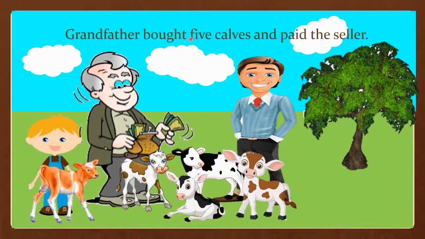Grandfather bought 5 calves and paid the seller. Now he opened his purse in which he had money. So he gave money to the seller, who was selling these calves. Let's count how many calves are here. 1, 2, 3, 4, and 5. Yes, grandfather bought 5 calves from this man. And he paid him. He gave this man money.